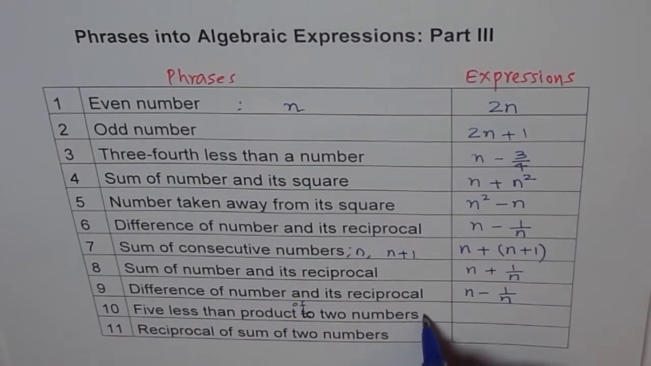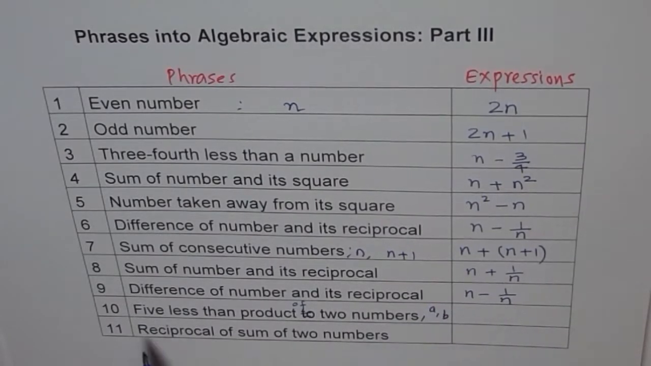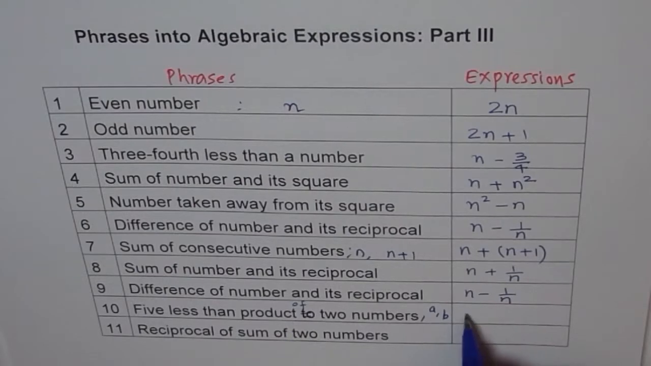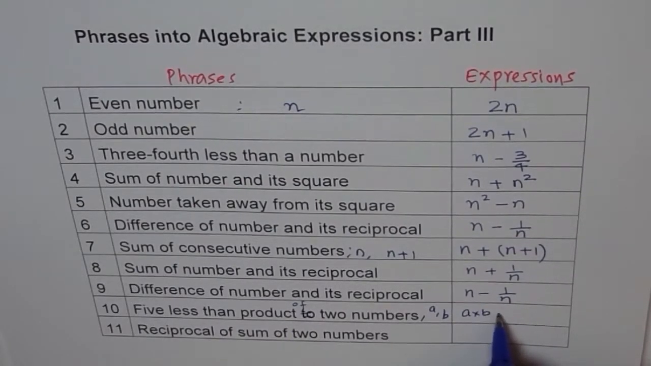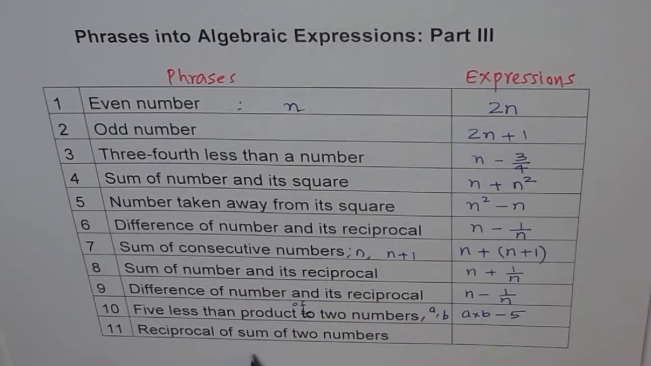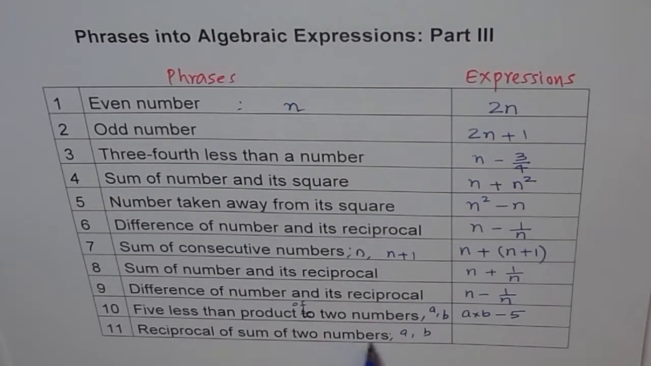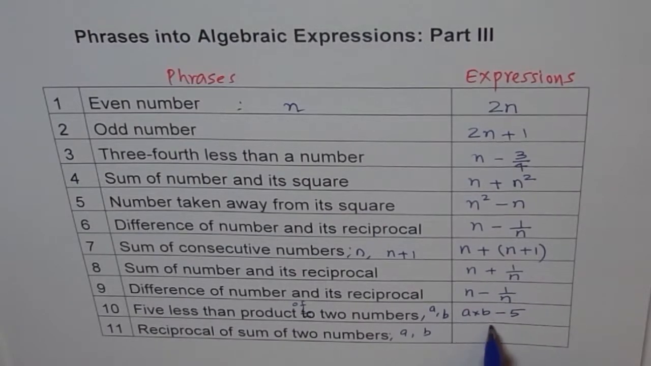Now 5 less than product of two numbers. Now let the two numbers be a and b. So 5 less than product of two numbers, that means a times b minus 5. I wrote times here, but even if I don't write, it means product. Okay, reciprocal of sum of two numbers. Let the numbers be a and b. Then what is sum of two numbers? a plus b. And what is going to be its reciprocal? 1 over a plus b.